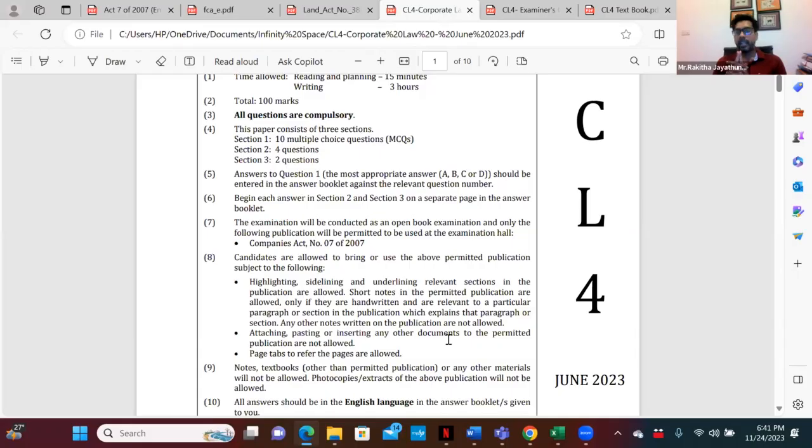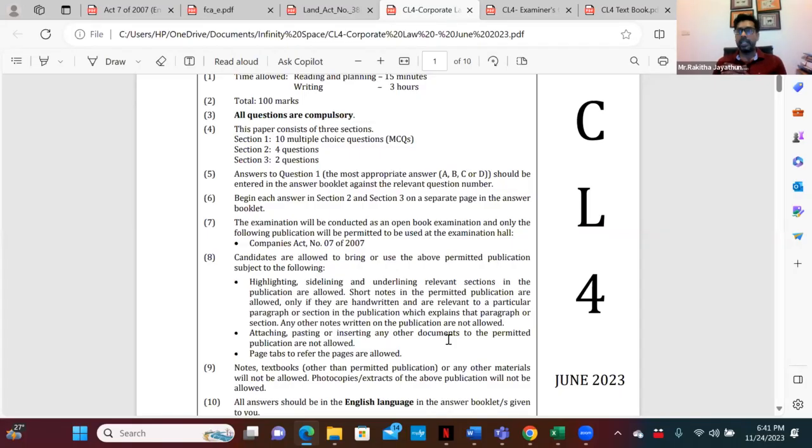One is the Companies Act. The other one is your textbook. All the questions that you're going to get at the exam are based on your textbook. And compared to other textbooks that you have for other subjects, this is relatively a very small textbook. You have 10 chapters, and the weight that they have given for each chapter is basically 10%.